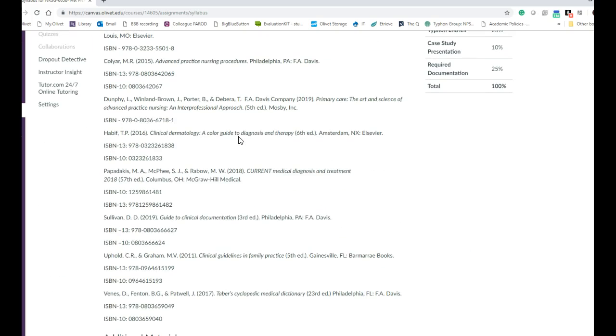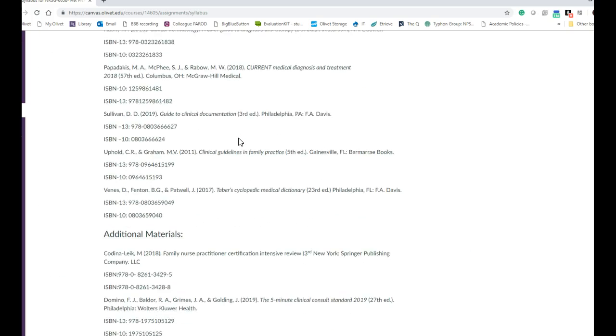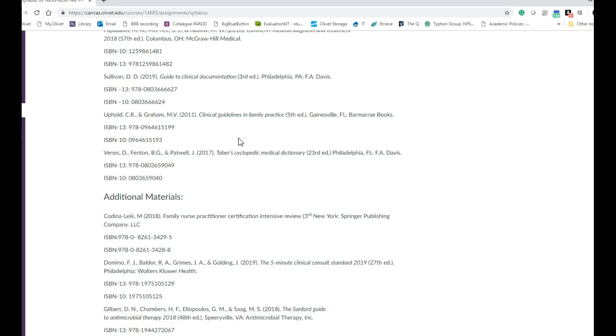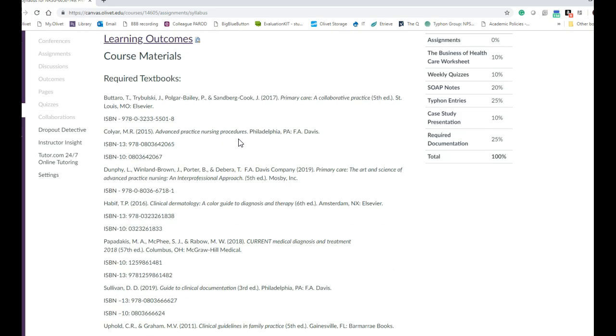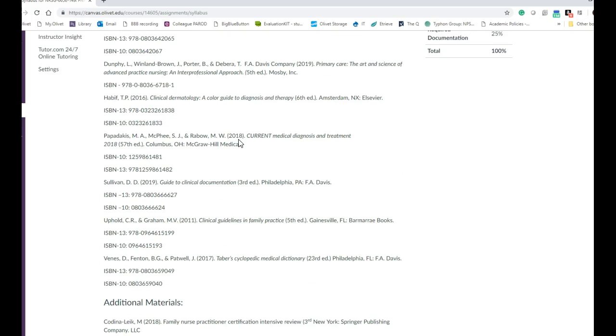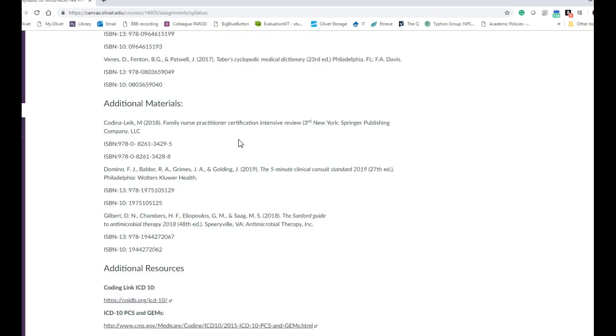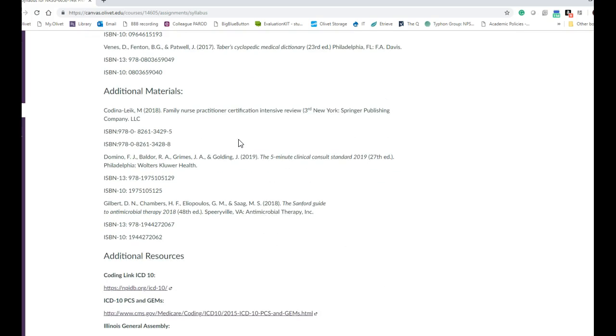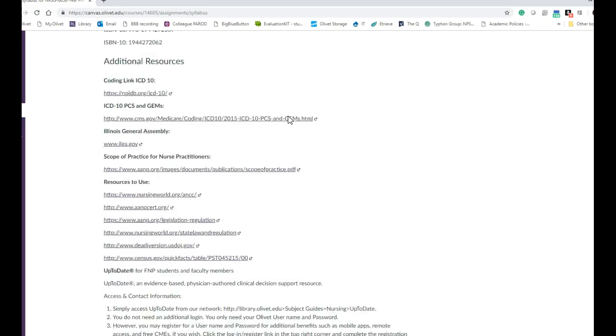We have the course materials. Students should have these books already. At this point in the program, I really didn't feel compelled to have them buy any new books. The one thing I did was this one, the Codina Family Nurse Practitioner Certification Intensive Review. I used this book as a resource for the quiz questions that they will be taking each week, and we'll go over that in just a second.